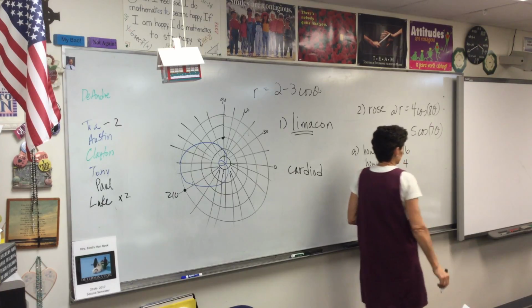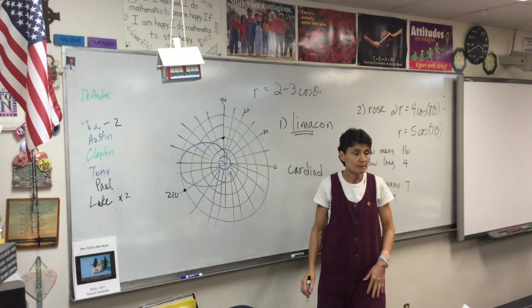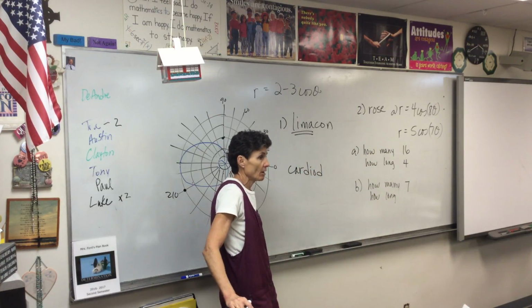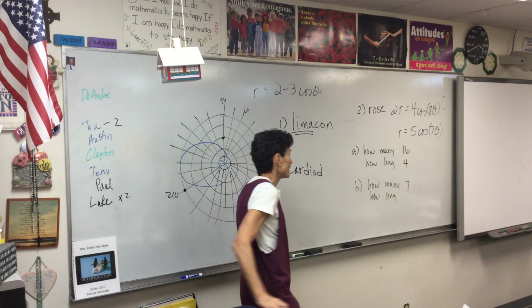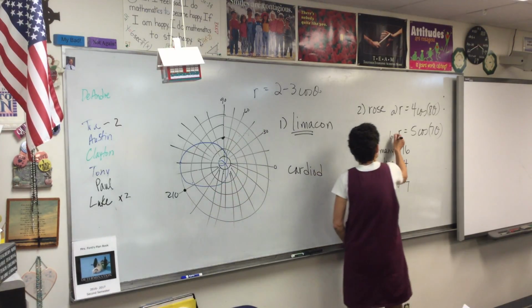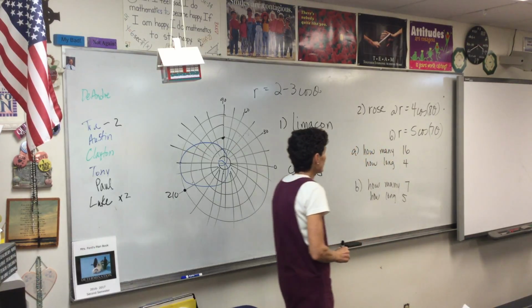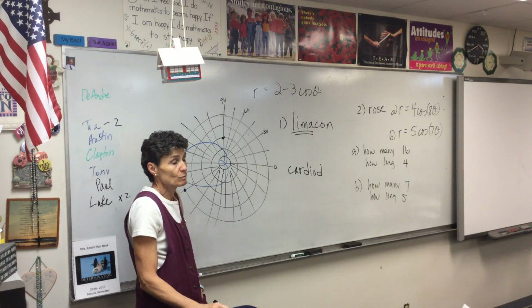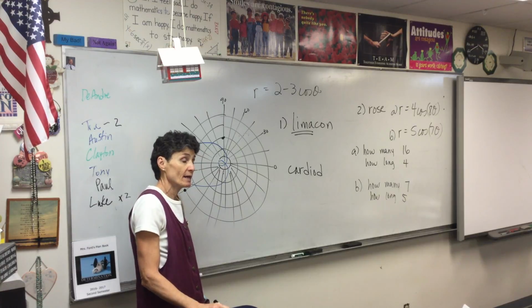There are 7 of them. This number tells you how many there are. If it is an odd number, that's how many there are. If it's an even number, there are twice that many. How long are they in equation B? 5. So both of those would be examples of roses, and we now know how many leaves and how long they are.